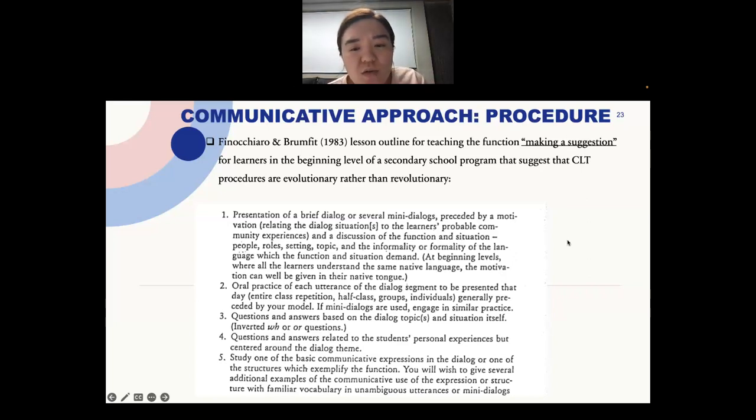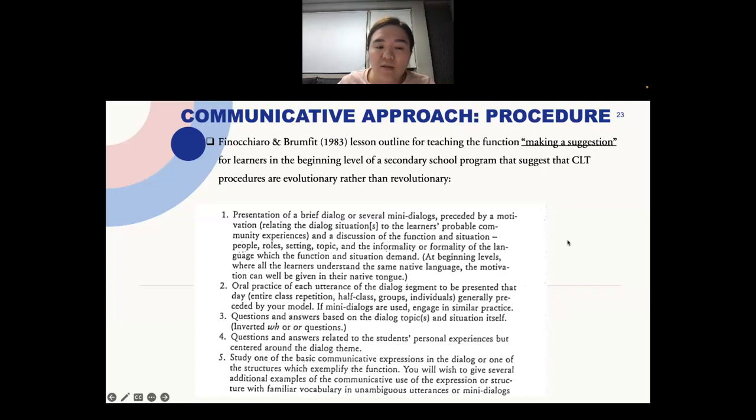preceded by a motivation relating the dialogue situations to the learners' probable community experiences, and the discussion of the function and situation: people, roles, setting, topic, and the informality or formality of the language which the function and situation demand. At the beginning levels, where all the learners understand the same native language, the motivation can well be given in their native tongue, but only in the beginning.